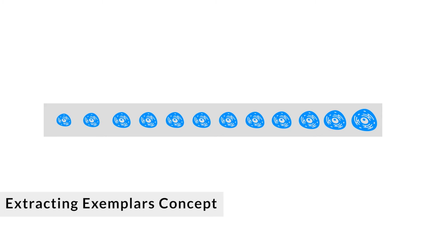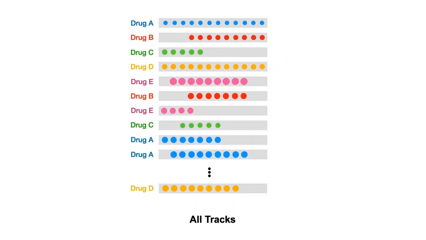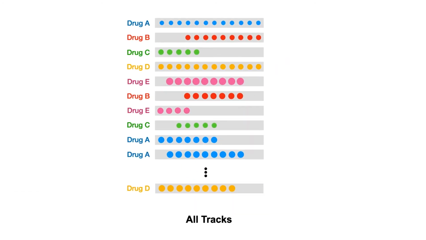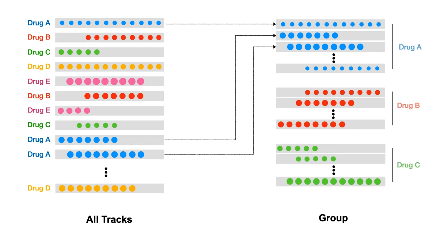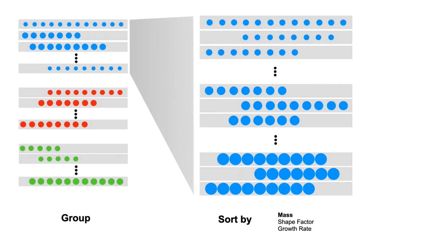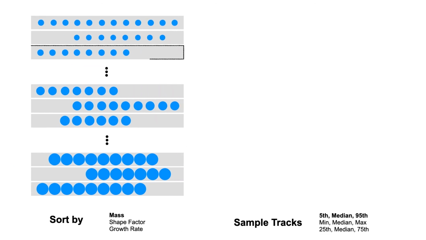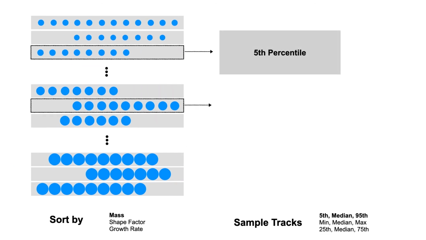Here is how extracting exemplars works. We begin with cell tracks that are exposed to different drugs. First, we group these tracks based on the drug. Then, within each group, we sort by an attribute of the cell track, such as its average mass. We then strategically sample specific tracks to display as exemplars.